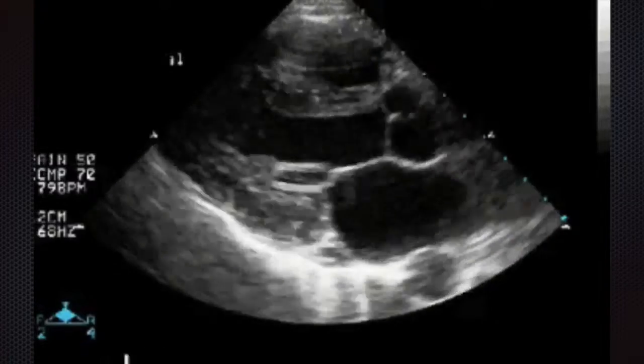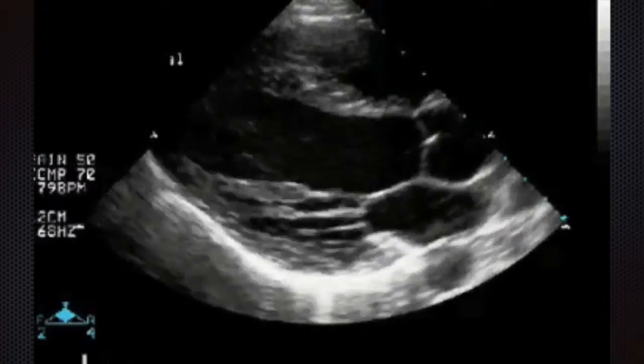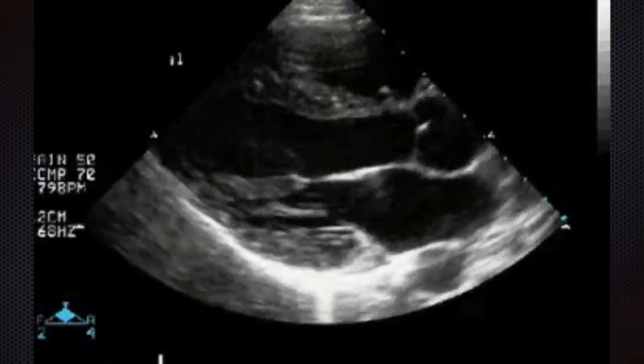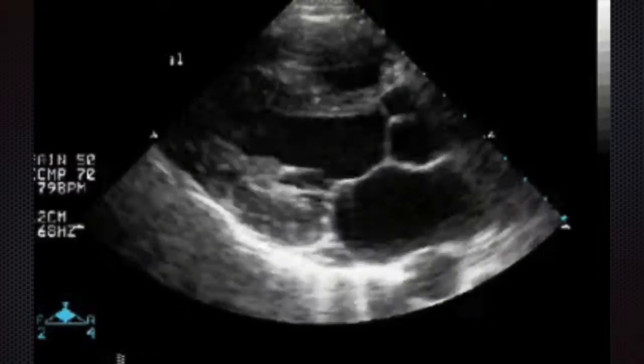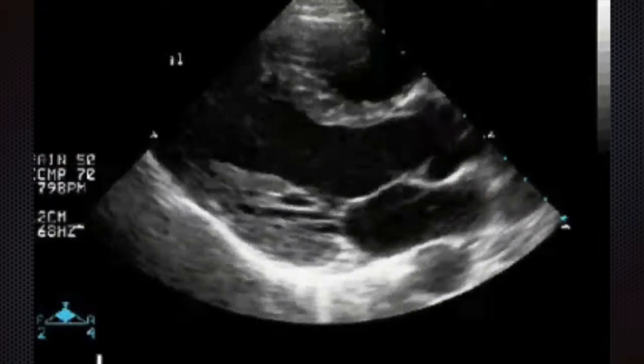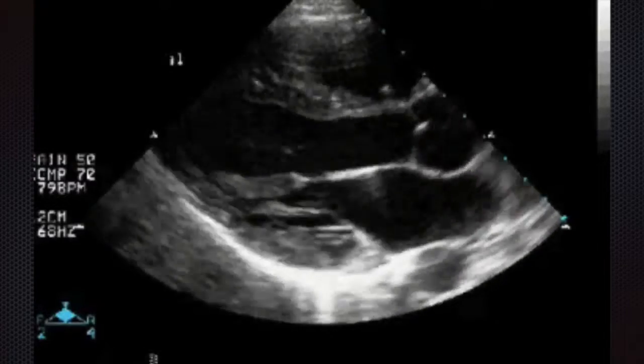Other things to note is at the bottom of the screen, on the right, is a round black structure below the left atrium. This is actually the descending thoracic aorta. So it's the aorta that's gone around the arch and is on its way down. So we're seeing that in cross section, and that's why it looks round.